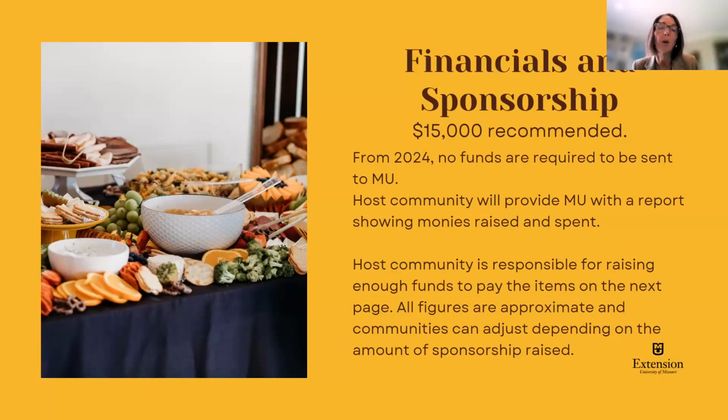However, we do require a report and receipts of all the money that's been raised and spent. We ask for that because we need to be able to show future communities, and also in our reports, what it actually costs rural communities to host one of these conferences. When we're talking about the economic impact, we need to include that. We have to be very transparent with that, and equally we're transparent on our end. So yes, you're responsible for raising enough funds to pay for this.